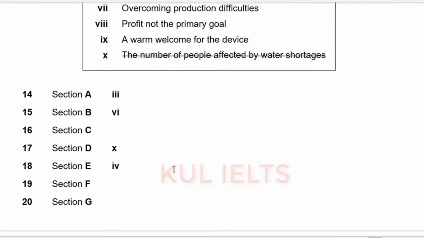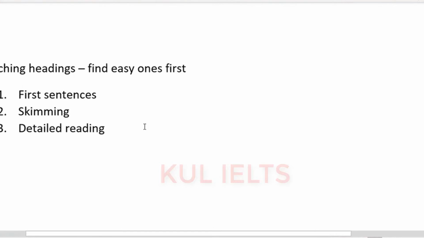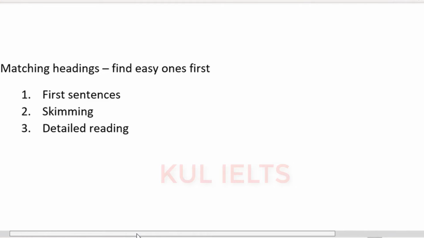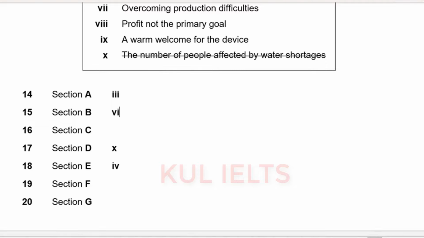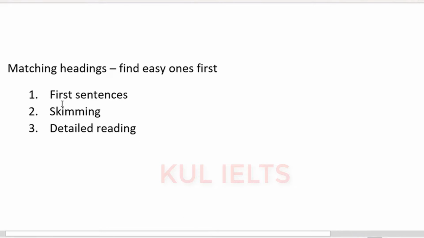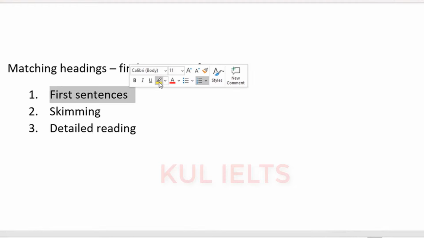All right, so that was actually very friendly of IELTS. 4 out of the, how many are there? 8. How many are there? I think it's 7. Yeah, 4 out of the 7 came from the first sentences. So that's very friendly of IELTS.